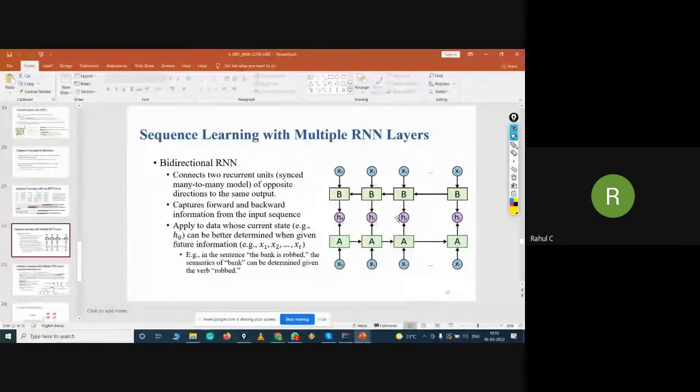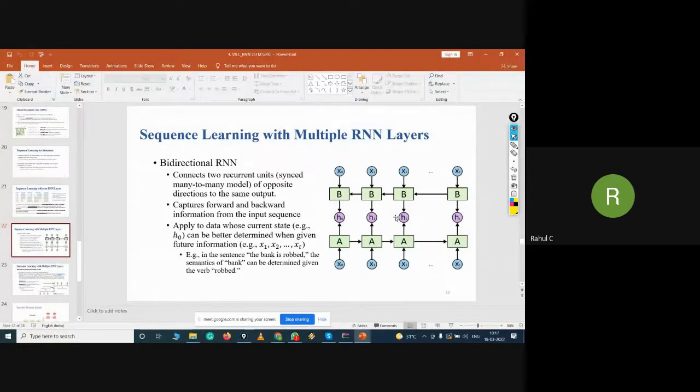If this is the architecture, what is the advantage? The main advantage is that, as I already told you, the nature of a word depends upon the words surrounding that particular word. So you will get information from the word just next to the current word, and also from the word just before the current word, because you are going forward and backward.